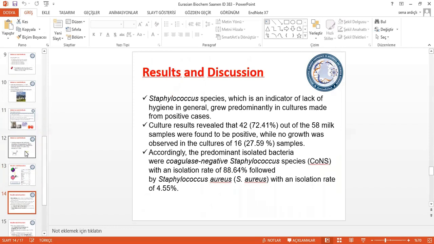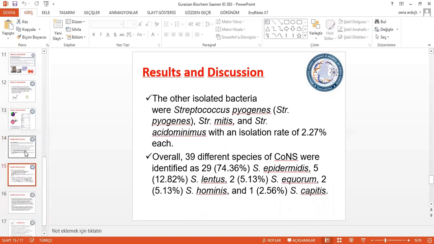Accordingly, the predominant isolated bacteria were coagulase-negative Staphylococcus species with an isolation rate of 88.64%, followed by Staphylococcus aureus with an isolation rate of 4.55%. The other isolated bacteria were Streptococcus pyogenes, mitis, and acidominimus with an isolation rate of 2.27% each. Overall, 39 coagulase-negative Staphylococcus isolates were identified as 29 epidermidis, 5 lentus, 2 equorum, 2 hominis, and 1 capitis.